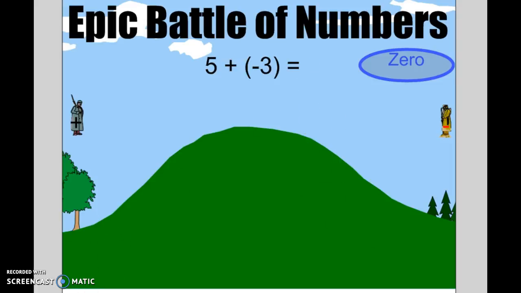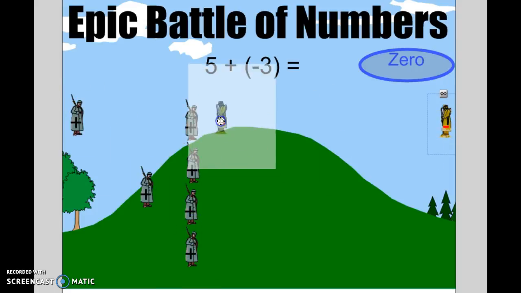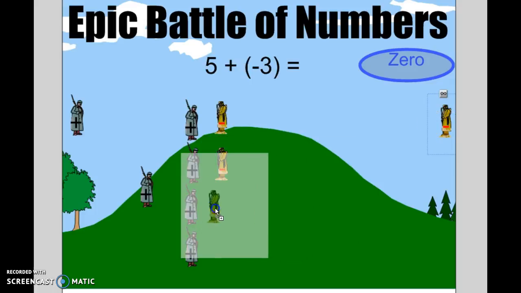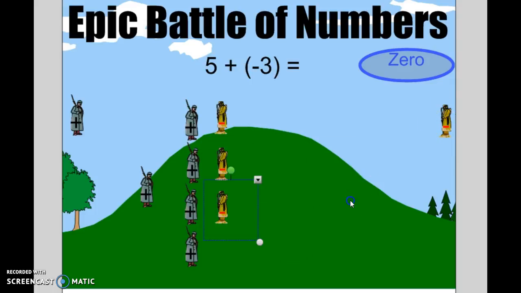Okay, next I have 5 plus negative 3. So I have 5 positives. 1, 2, 3, 4, and then 5. And I have 3 negatives. 1, 2, 3. Now what I notice here is I have some guys that cancel each other out. I do have a battle this time.